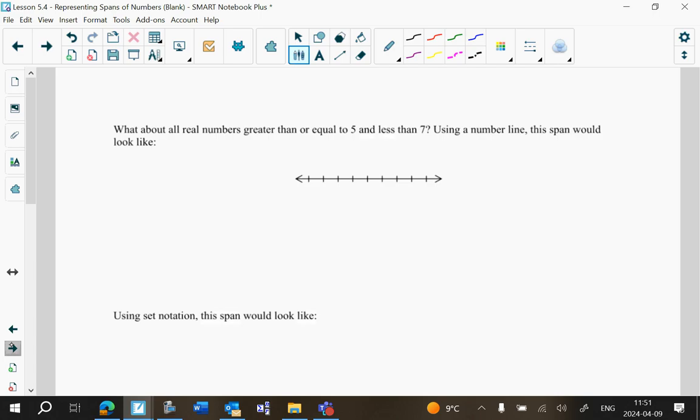Greater than or equal to 5, less than 7. So 0, 1, 2, 3, 4, 5, 6, 7. Very similar to the last question, but not quite. Still going to have circles at 5 and 7. Are they both going to be open? No, the 5 is going to be closed or filled in because I'm including 5 now. But because I'm starting at 5 and going up to, but not including 7, I need a connection between them. Okay.